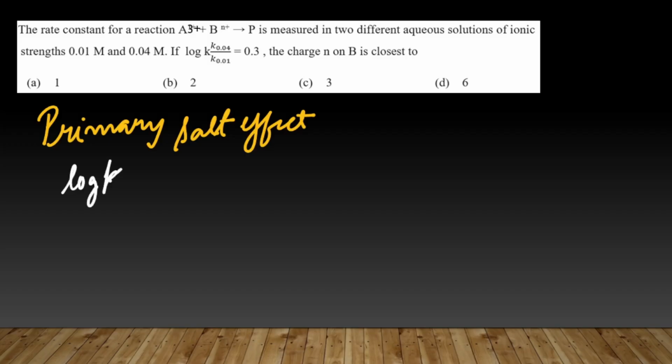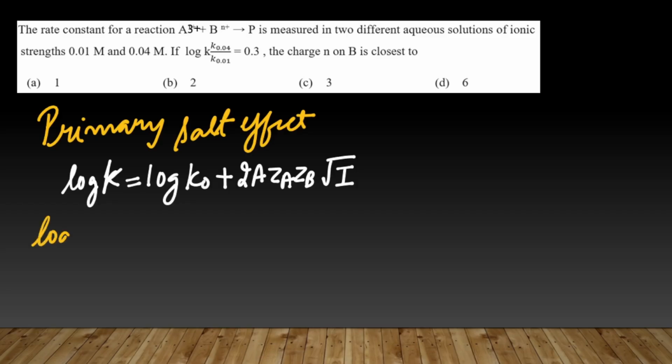Log of K is equal to log of K naught plus 2A times ZA, ZB. These are the charges present upon the ionic species being involved, into the root of their ionic strengths. Here the reaction is carried out when the ionic strength is firstly 0.01 molar and at the other time it is 0.04 molar.